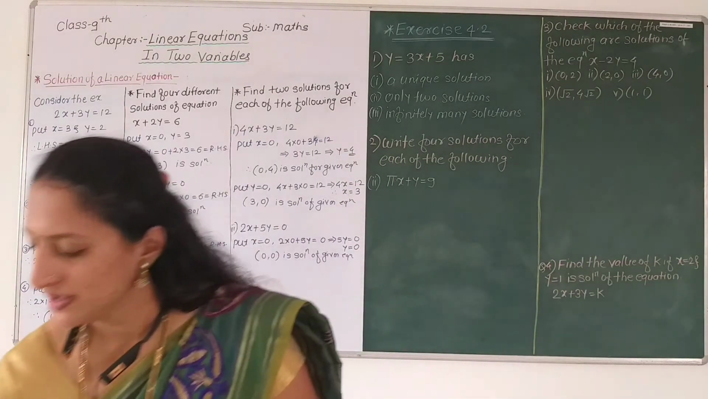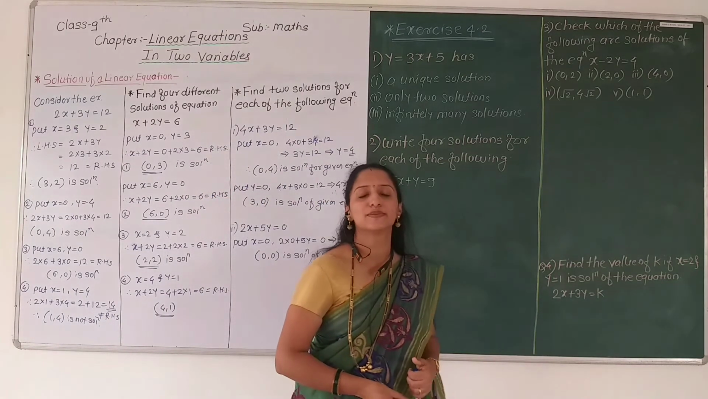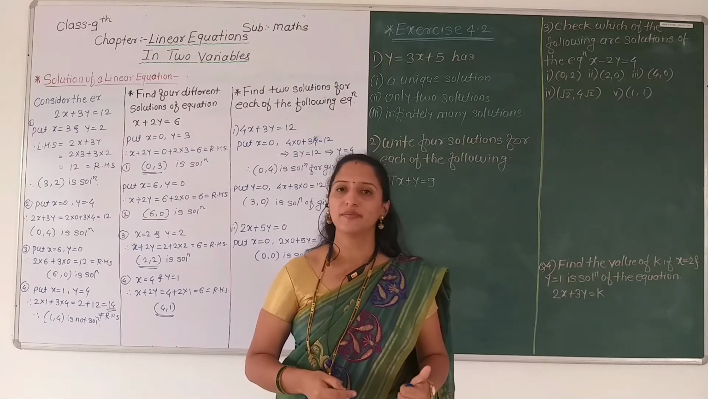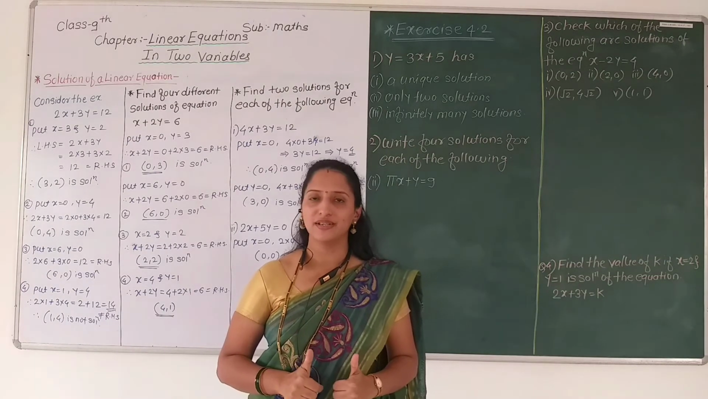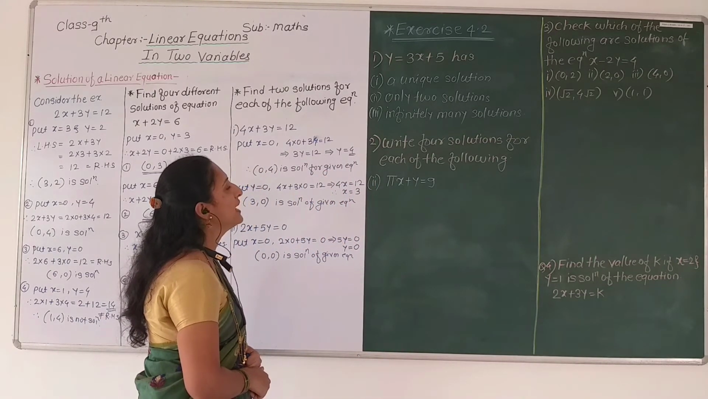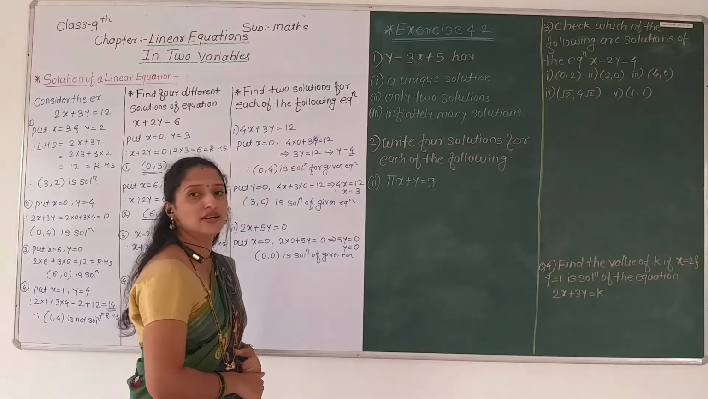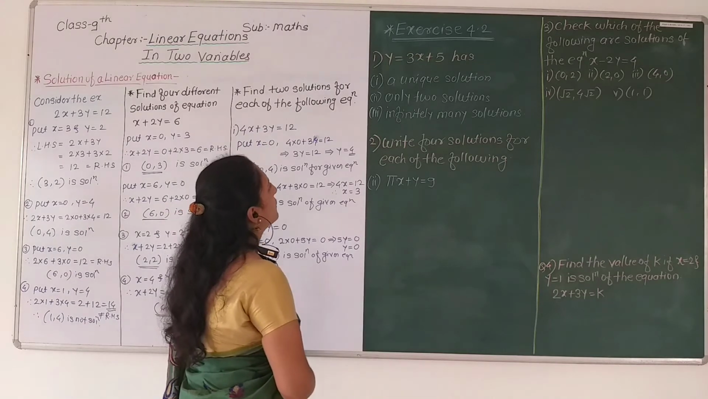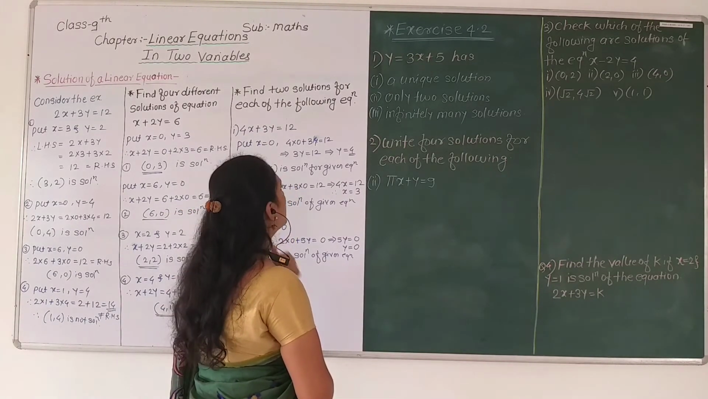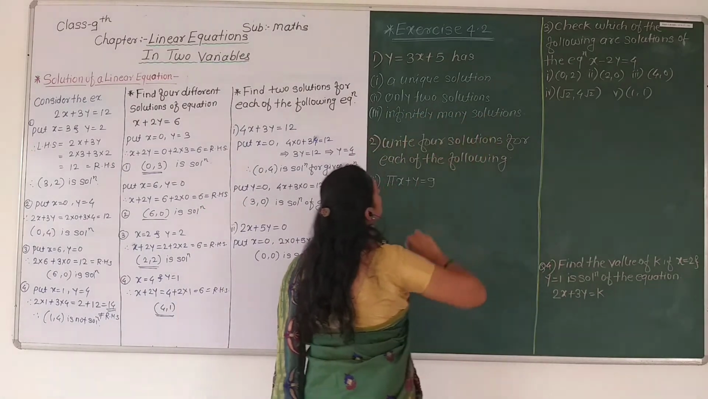Okay, now we are going to solve some examples of exercise 4.2. I am going to solve some of the examples and the remaining you have to solve independently. Our first example is y is equal to 3x plus 5 has, a multiple choice question. So first read the MCQs. First one, a unique solution. Second one, only two solutions. And third one, infinitely many solutions.